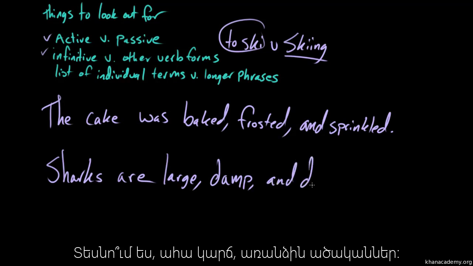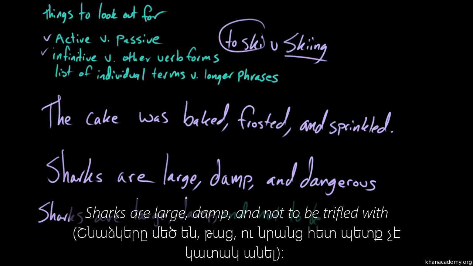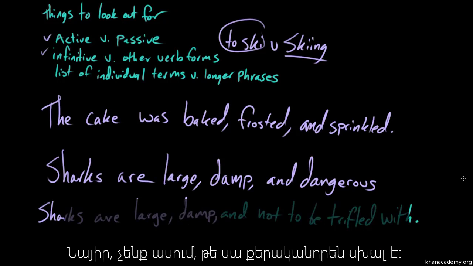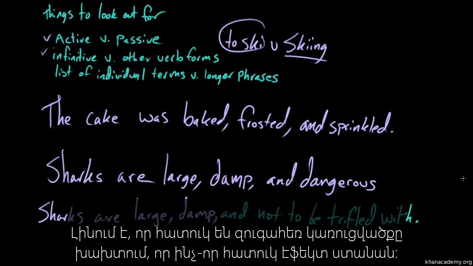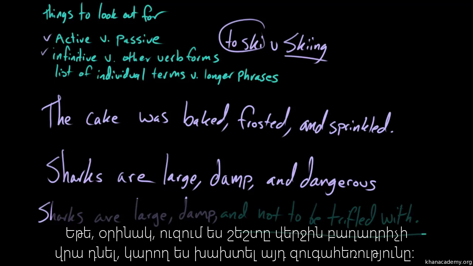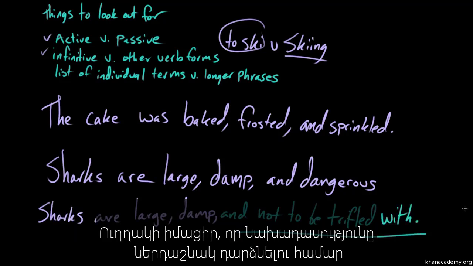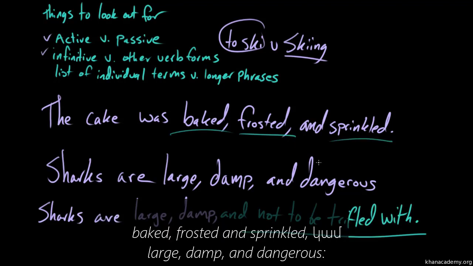Those are all just short individual modifiers, as opposed to sharks are large, damp, and not to be trifled with. And look, again, we're not saying this is not a grammatical sentence. It is. And sometimes you may want to break parallel structure in order to have some sort of particular effect. If you are trying to draw attention to this last element, then yeah, you might want to break parallel structure. But we want to make you aware that there is just a sort of general tendency towards making your sentences harmonious in this way. Baked, frosted, and sprinkled, large, damp, and dangerous.